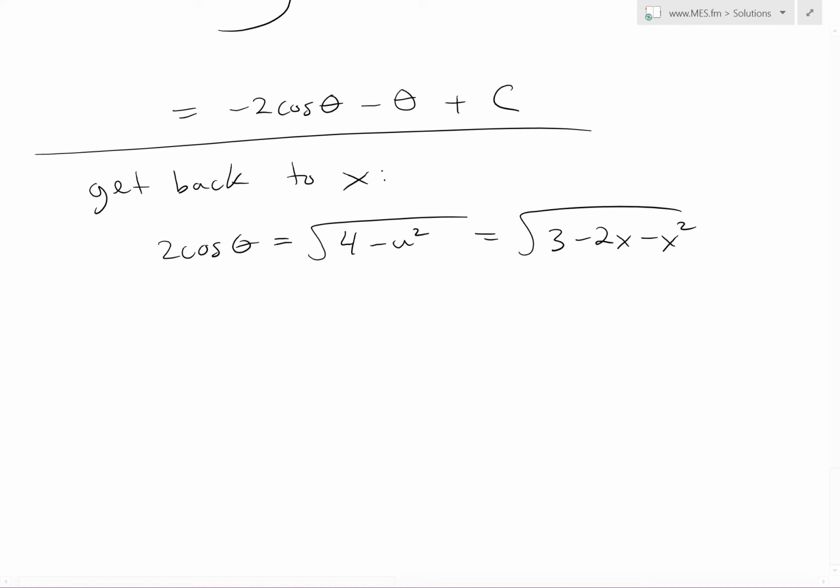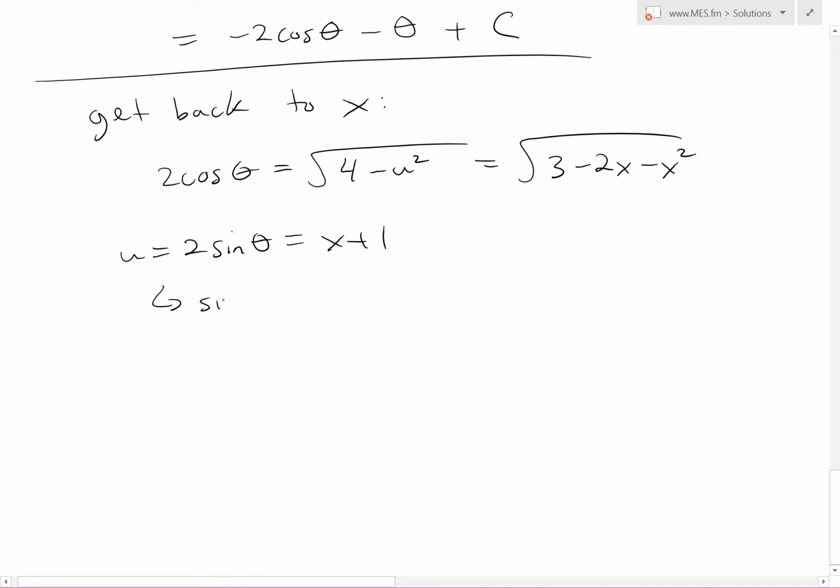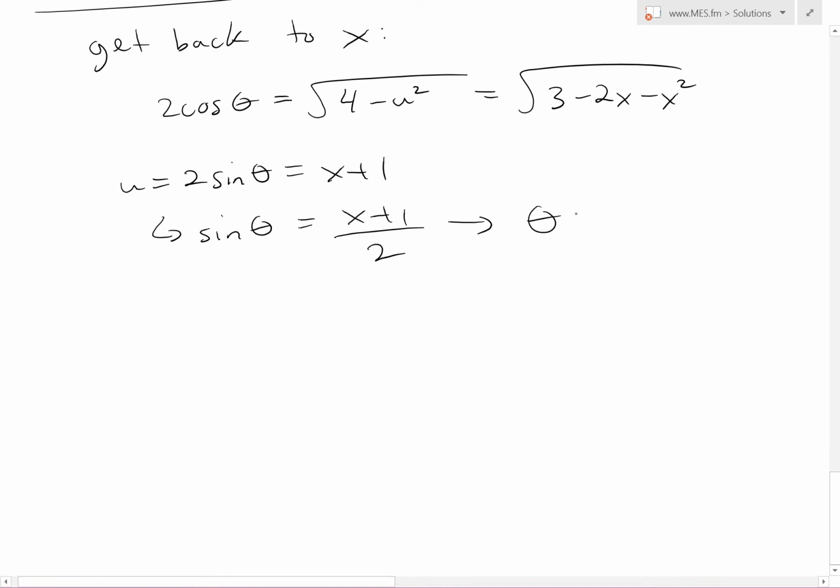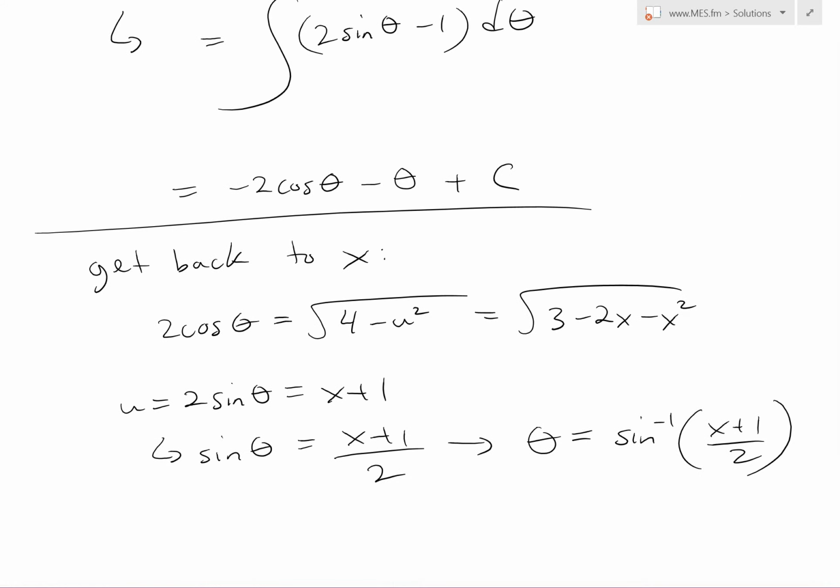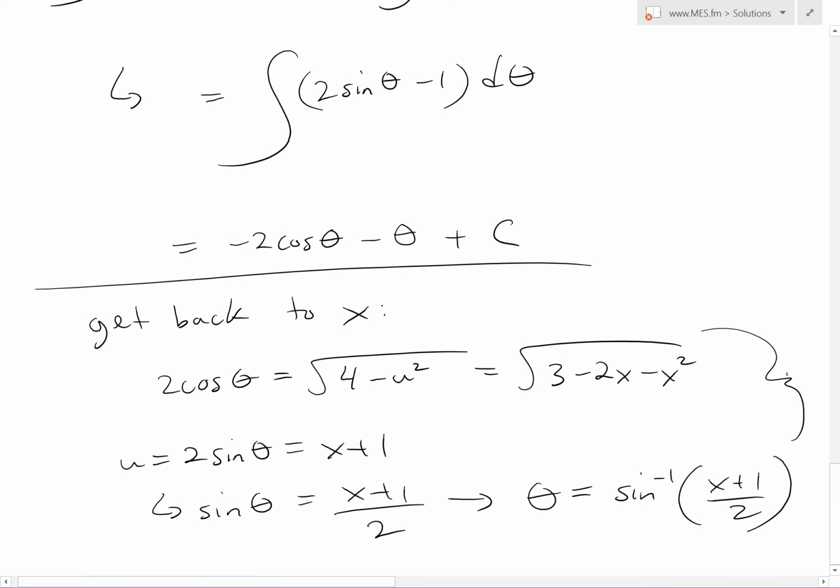So this is just a rearrangement of this, where u is x plus 1. So we got this part, and now the theta. We know that u is equal to 2 sine theta, and u is equal to x plus 1. So this whole thing equals x plus 1. Rearranging for sine, sine theta is equal to x plus 1 divided by 2. And now we can just use the inverse. So theta is equal to inverse sine of x plus 1 over 2. And now we can just plug these all inside here.